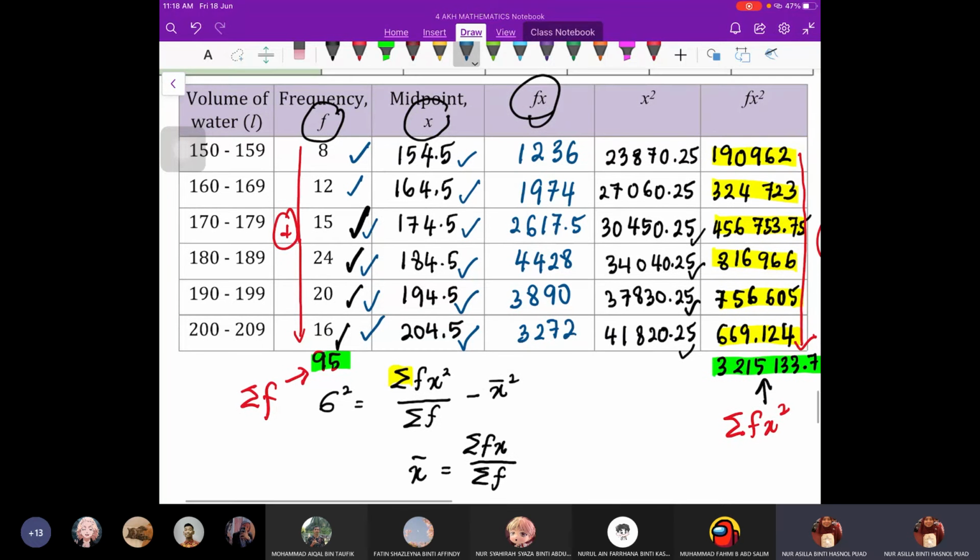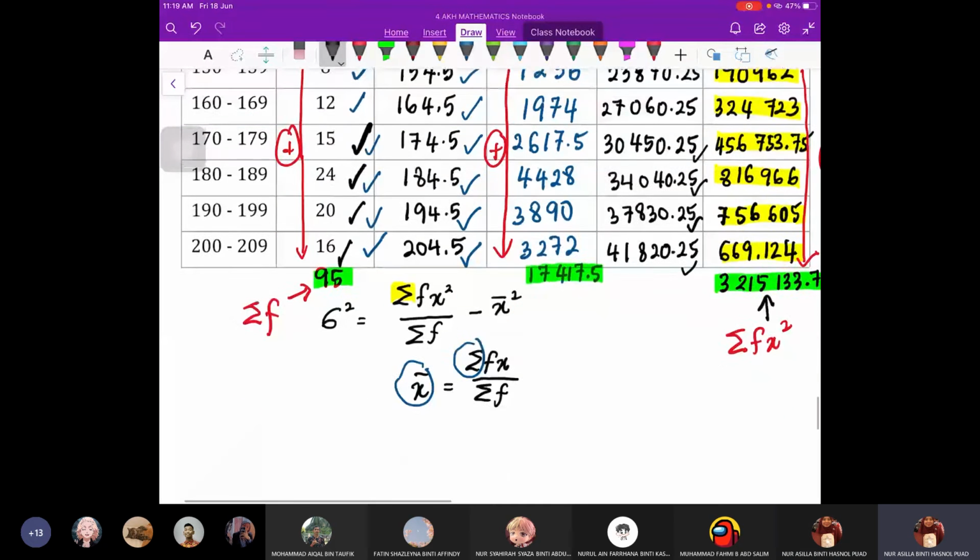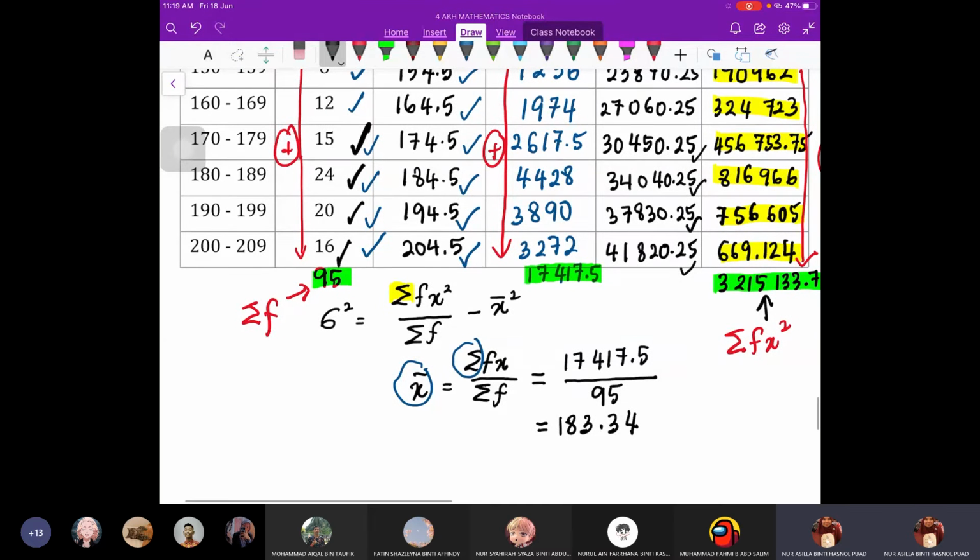Okay, belum habis sebab formula of mean, you have to sum fx. So once again, fx ni semua kena tambah. So bila you tambah, you dapat 17417.5. Okay, so ambil ni, masukkan dalam formula mean. So 17417.5 divide by sum of f is 95. So kamu akan dapat mean 183.34. Okay, so barulah ini adalah our mean yang kita kena guna pakai dalam formula.